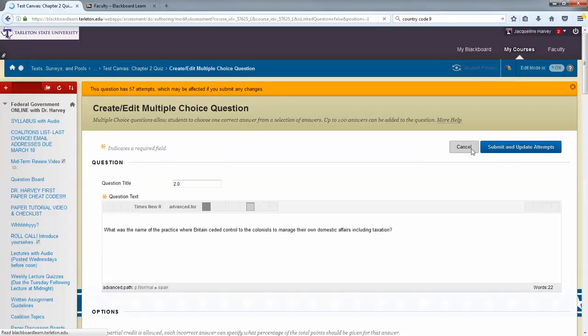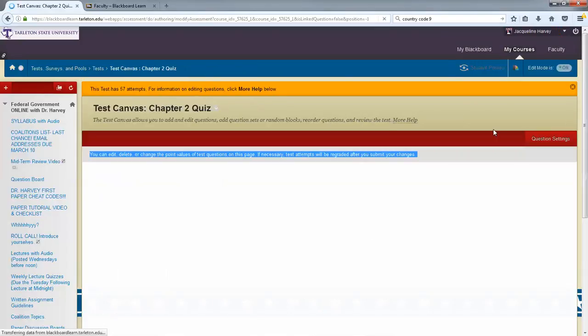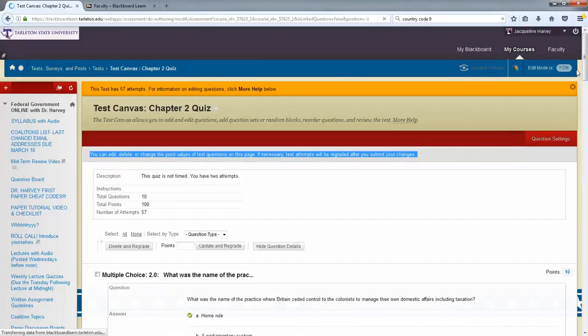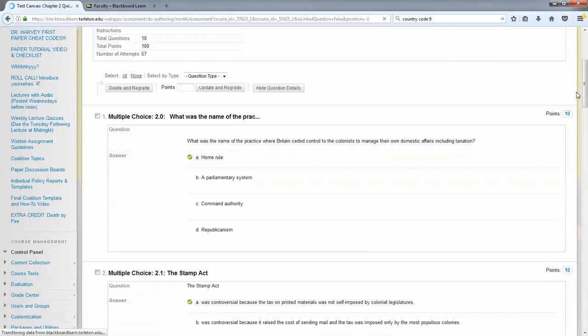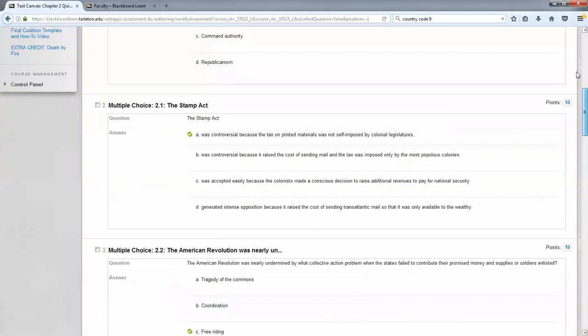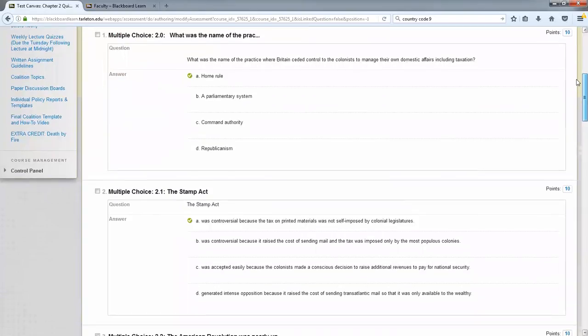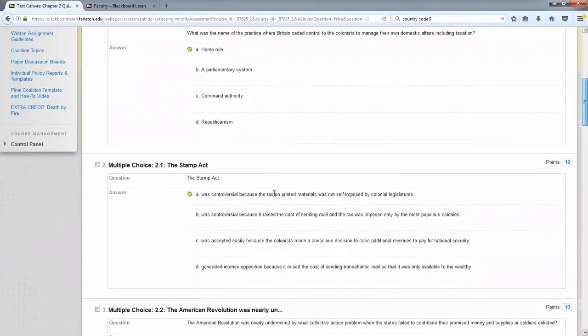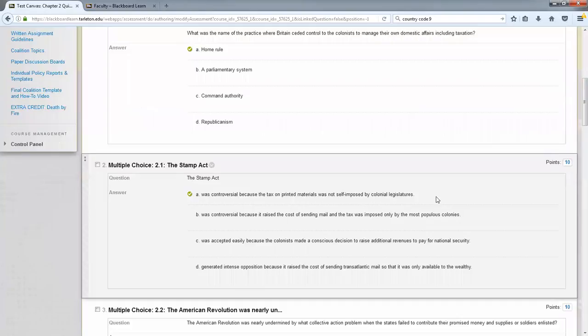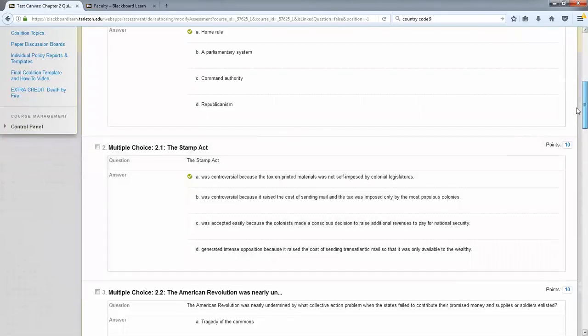Including taxation. It was known as Home Rule. The answer is A. What was the Stamp Act? The Stamp Act was controversial because the tax printed on materials was not self-imposed by the legislatures. So it was a tax imposed by the British on previously self-governed colonists.